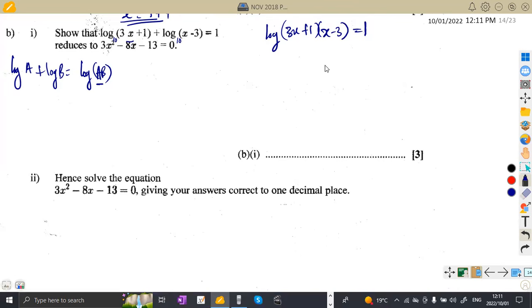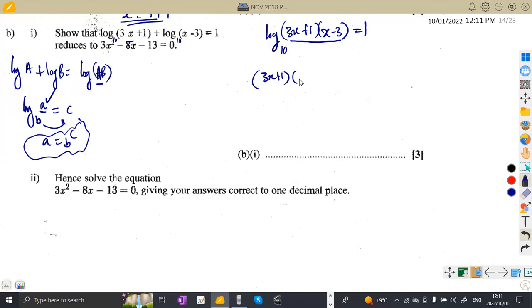So that is it. How do you remove a log? Because this is a single log now. We are in base of 10. Remember, guys, I told you the logarithm of a in base of b is equal to c. That means this a here is equal to b to the power of c in index form. That's how you remove a log, as long as you're given a single log. So our a in this case is this part that we see here, which is 3x plus 1 into x minus 3. This is our a, which is equal to b to the power of c. Our b in this case, b to the power of c, that is 10 to the power of what? 1. So it's 10 to the power of 1, which is same as 10.